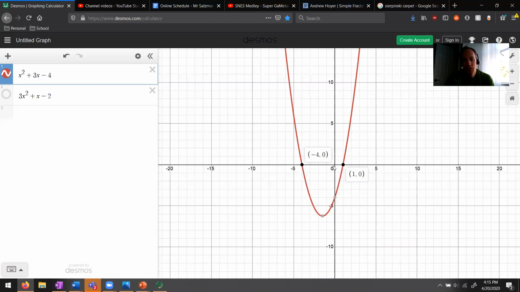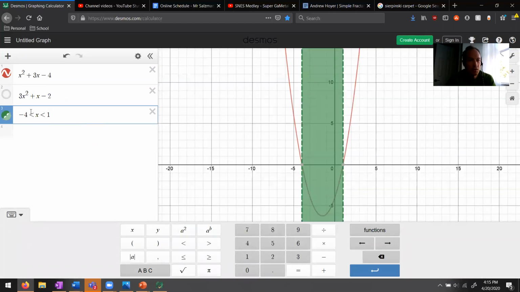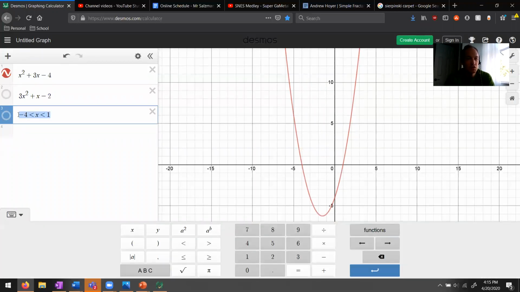So all the x values along here, and if you wanted to actually write that out, it would look like this. Now don't worry about that part because Desmos has a funny time with inequalities, but your solutions would look like this. Okay, that's how we could answer the question, when is x squared plus 3x minus 4 less than 0? We'd say x is greater than -4 but less than 1. So that should be pretty easy if you have the graph.